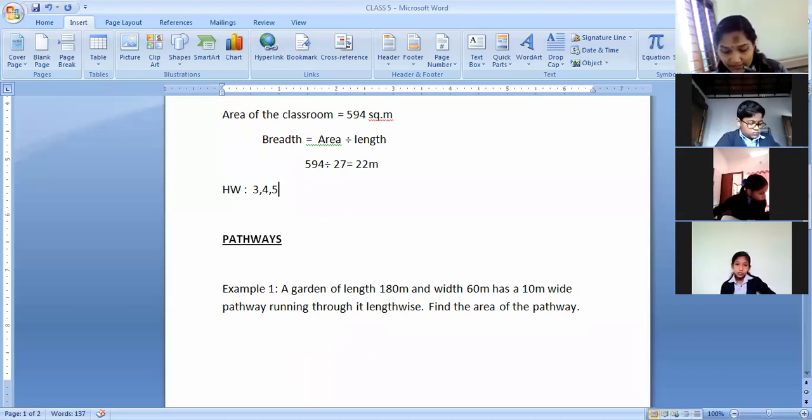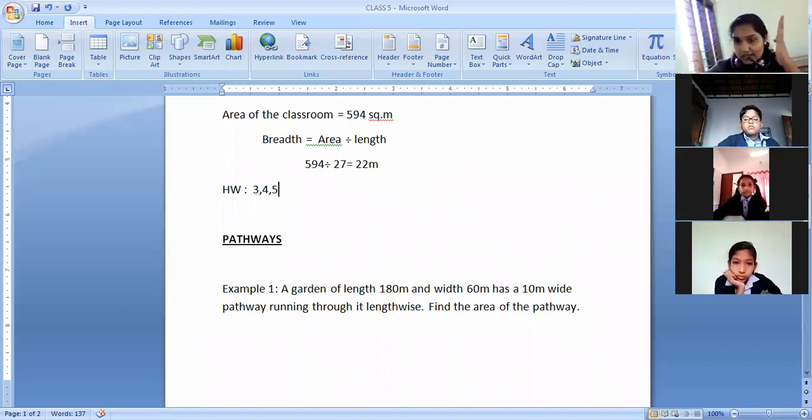Okay. Third one, a rectangular garden is divided into 10 equal flower beds. There is a rectangular garden and it is equally divided into 10 flower beds.